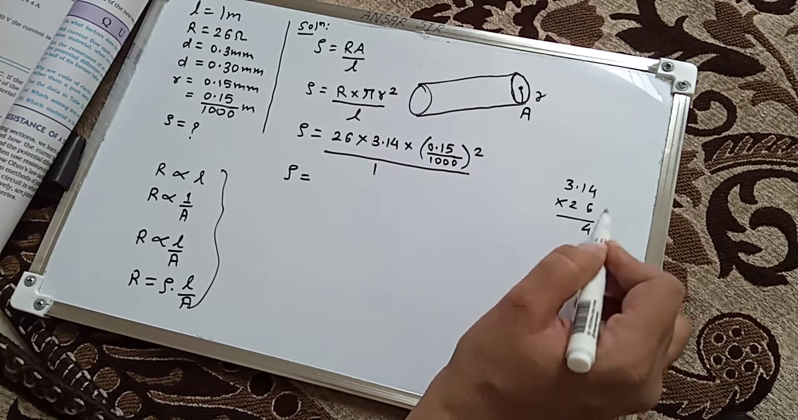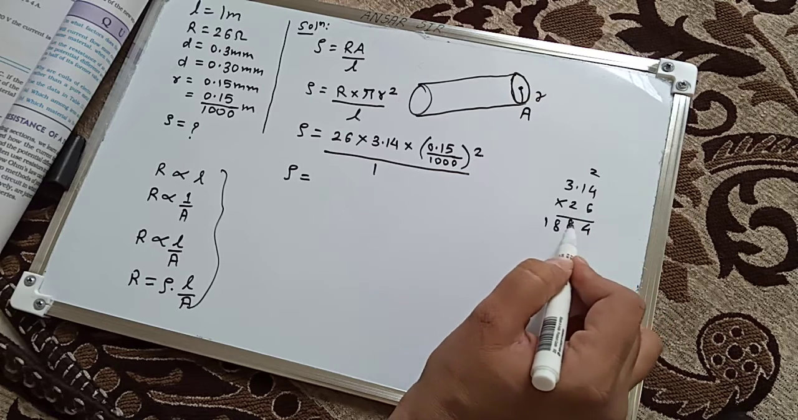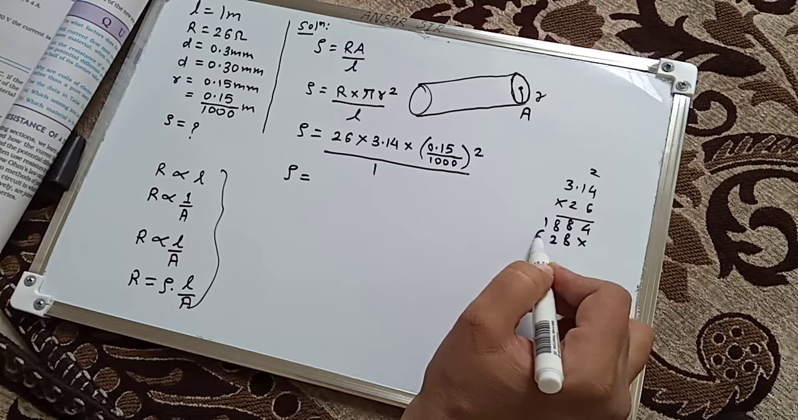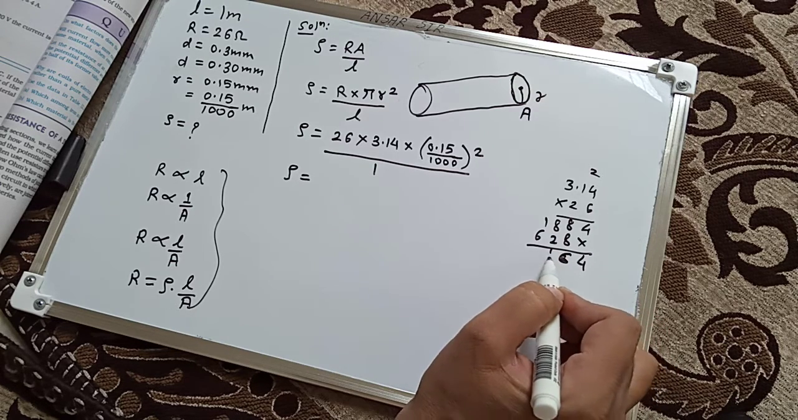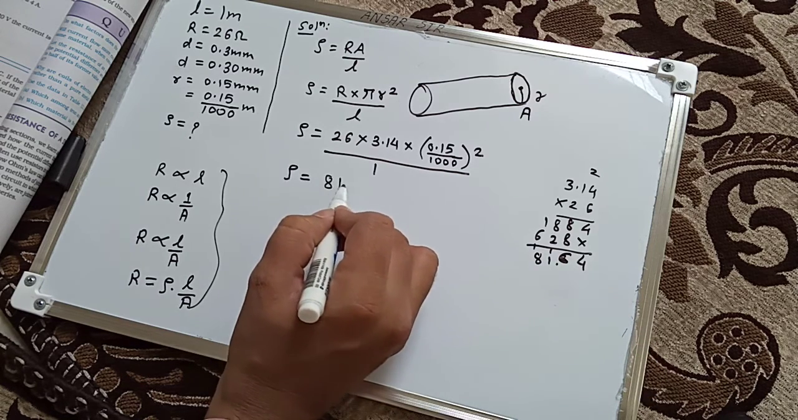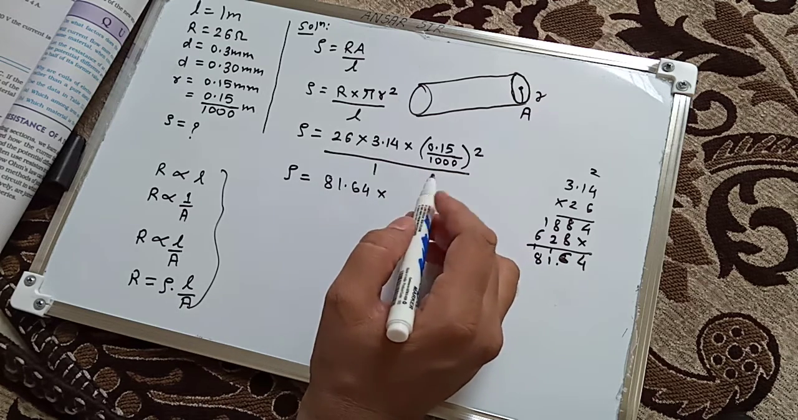So it is 3.14 multiplied by 26. 6 4s are 24, carry 2. 6 1s are 6 plus 2, 8. 6 3s are 18. 2 4s are 8. 2 1s are 2. 2 3s are 6. So it becomes 8 plus 8, 16. 1, 8 to 10, 11 and 6 plus 2, 8. 81.64. So it will be 81.64 into, what is the square of 0.15?